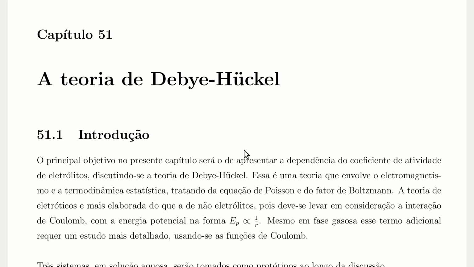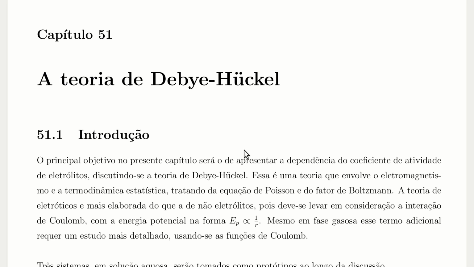The purpose of this chapter is to present the Debye-Hückel approximation, and at the end we will be able to calculate the activity coefficient to make some prediction about the activity of some ions in solution. The Debye-Hückel approximation is a theory that involves electromagnetism and statistical mechanics, but a very simple framework from these two theories.